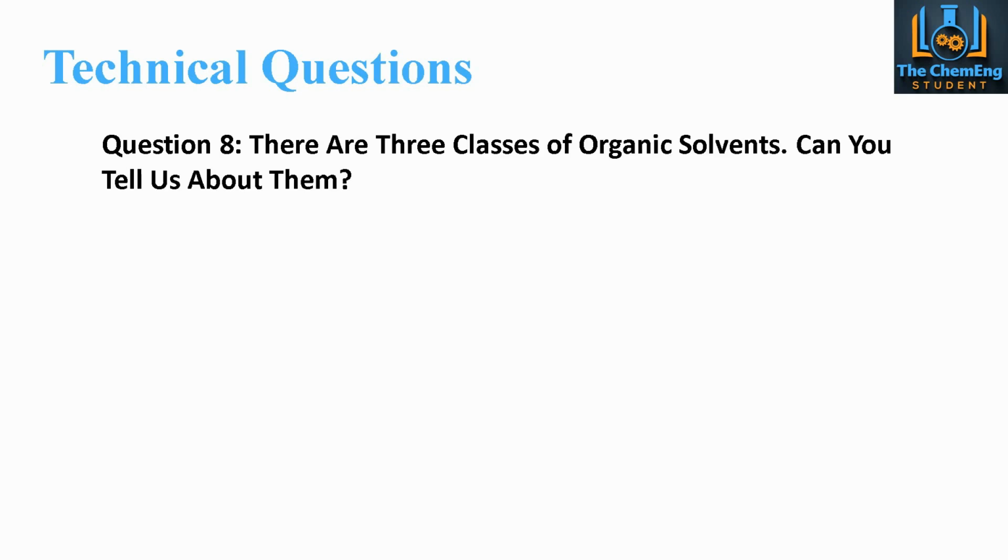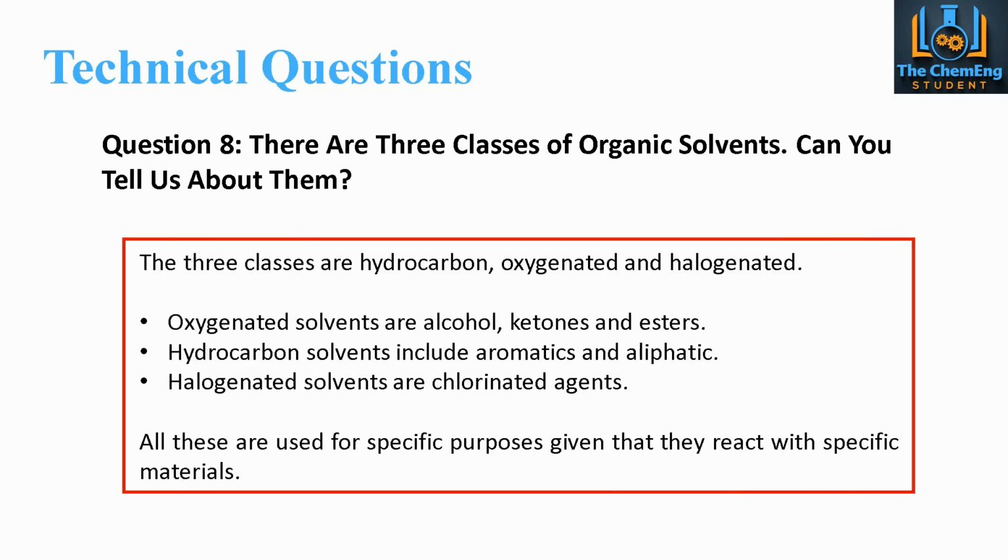Now, following from the solvents, there are 3 classes of organic solvents. And the question would be, can you tell us about them? So the first thing that we need to ensure is that you know the 3 classes. So the 3 classes of organic solvents are hydrocarbons, oxygenated, and halogenated.